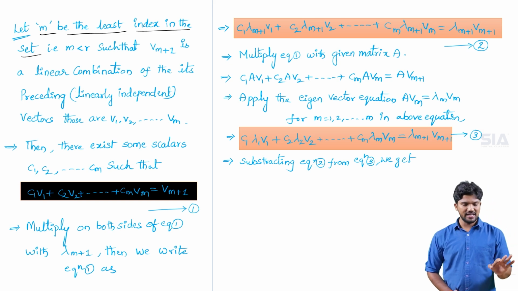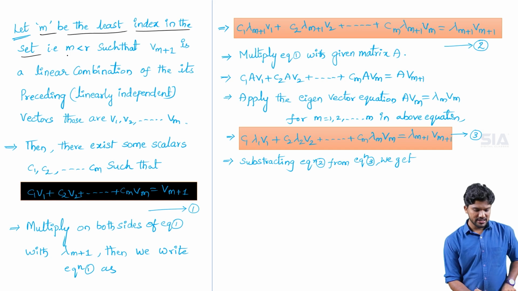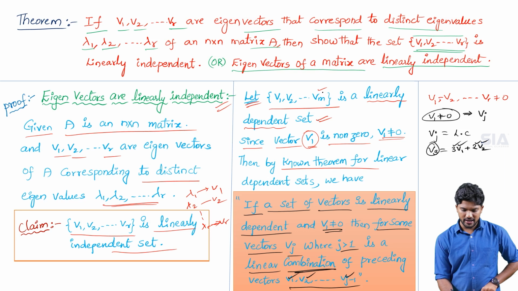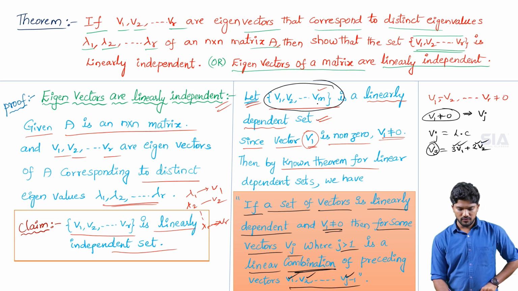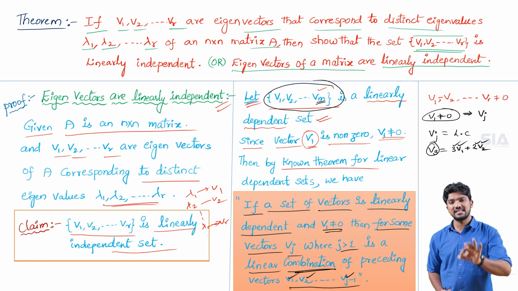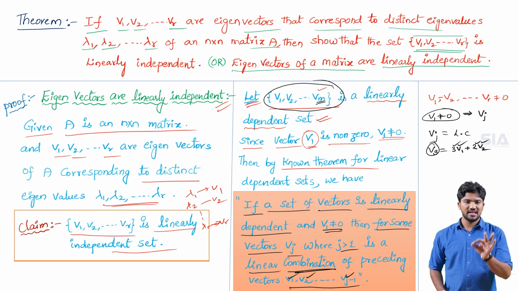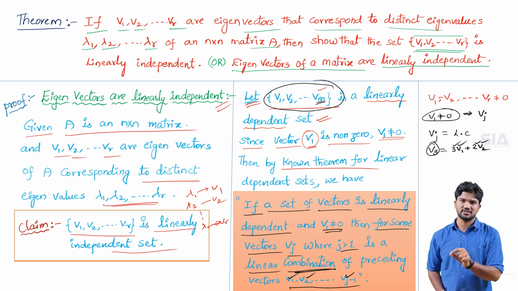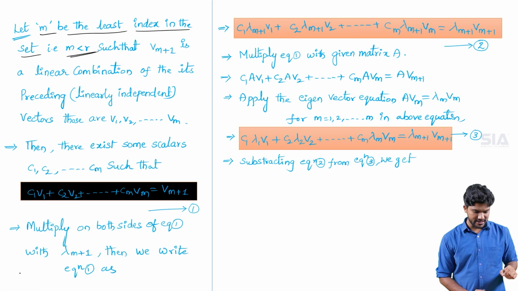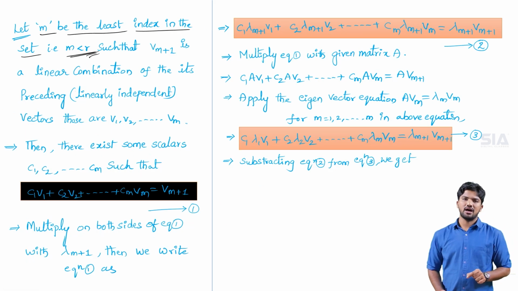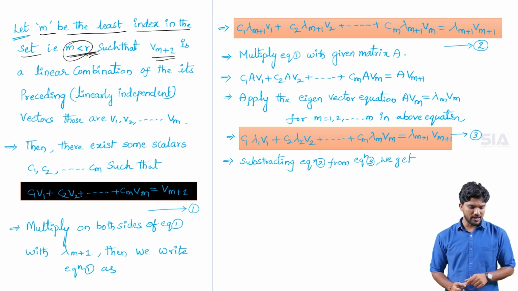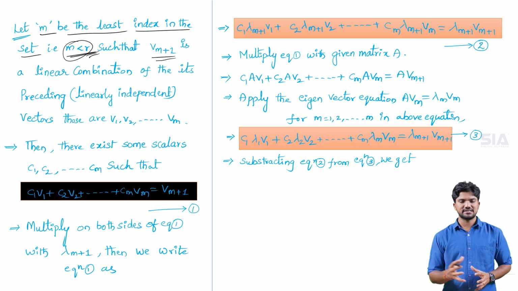Small m be the least index in the set, that is, small m less than small r. You can observe from the previous slide that we took this linearly dependent set. From this set v1, v2 up to v suffix m, this v suffix m is the least index in that set. Least index means the smallest value of the suffix; index means suffix values. So, m is in capital R, m less than small r, such that v suffix m plus 1 is a linear combination of its preceding vectors.